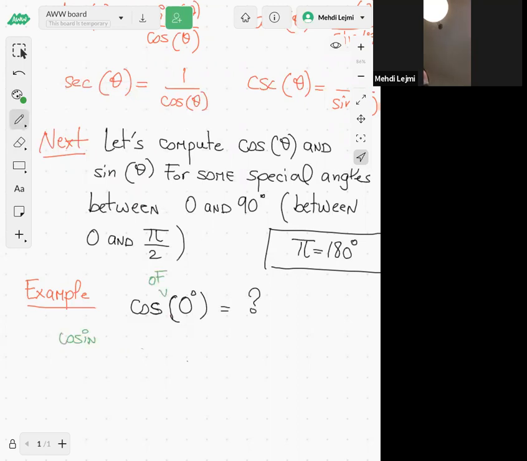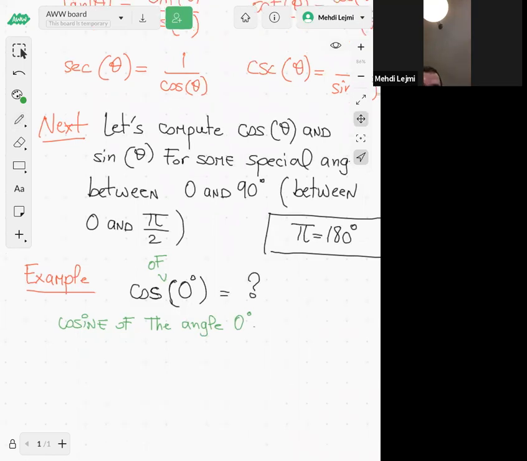Cosine of... because from my experience, guys, I know some of you sometimes get confused. They think that cosine of 0 is like cosine times 0, or cosine times some angle. So this is cosine of the angle 0. Anyway, so how do we do that?